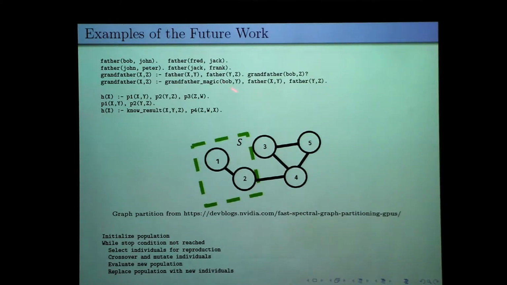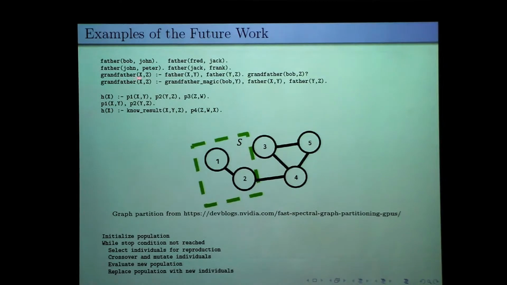Here we have a small example of what I'm talking about with magic sets. Imagine that we have again the grandfather example. Now we have four evidence predicates that would lead to two solutions, right? Because the grandfather of Bob is going to be Peter, and the grandfather of Fred is going to be Frank. But we are only interested in who the grandfather of Bob is.